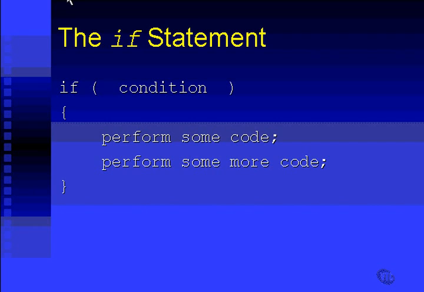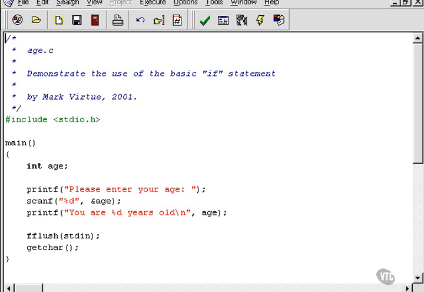So let's move on and look at an example of that. Here's a slight variant on our old age program. If you look at the code, you'll see that it's an extremely simple program. Get someone to enter their age, they enter it, and then just print out how old they are. Okay, I don't think there's anything particularly clever about that.